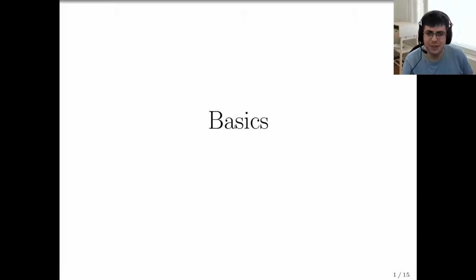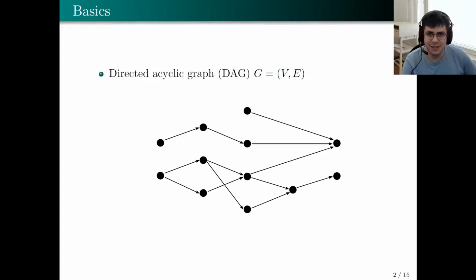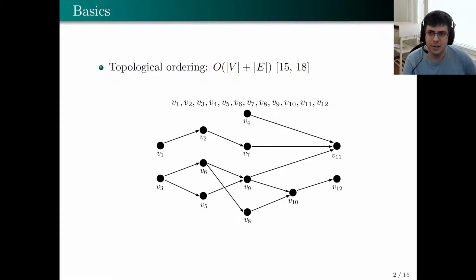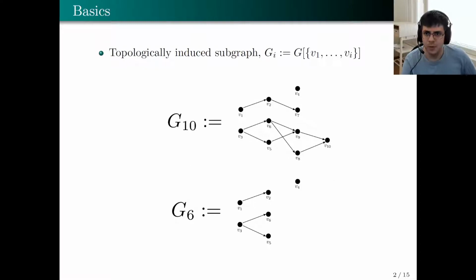First, let me introduce some notation. We will be working with directed acyclic graphs, or DAGs, which are directed graphs that don't contain directed cycles. In a DAG, we can compute a topological ordering in linear time in the size of the graph. A topological ordering is a total order of the vertices such that the edges of the DAG go in the same direction as in this order. We will be using the topological induced subgraph GI, which, given a topological ordering of the vertices, is just the induced subgraph by a prefix of this topological ordering.